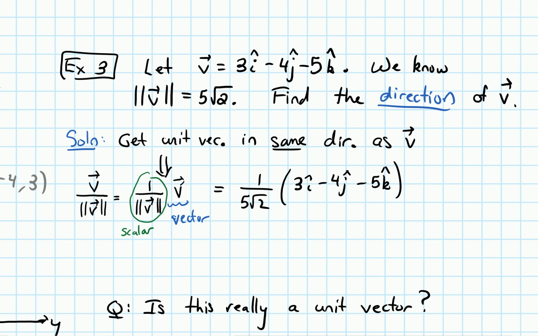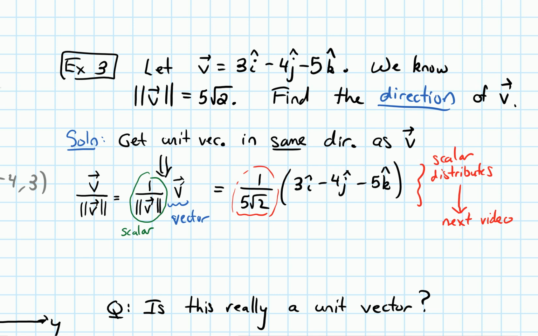It turns out that when we have a scalar like 1 over 5 root 2 multiplying a vector like this, the scalar, in this case 1 over 5 root 2, this whole thing, distributes. That's a property that we are going to see in the next video.